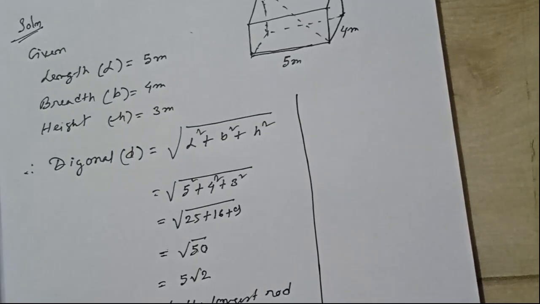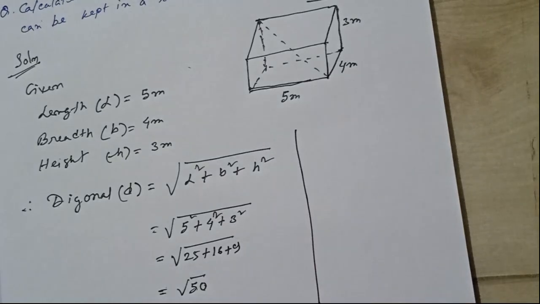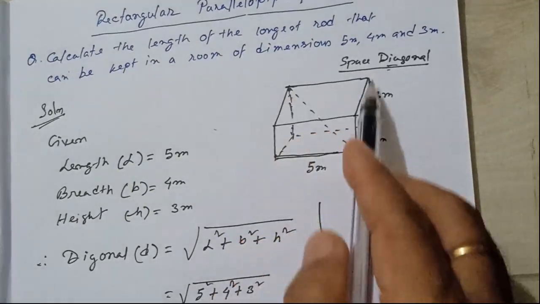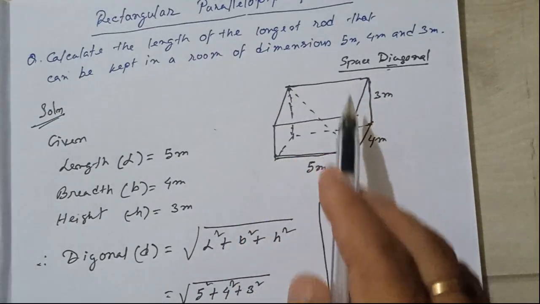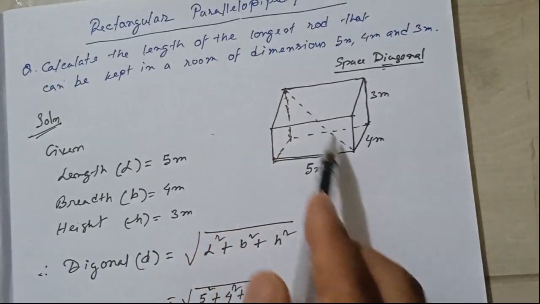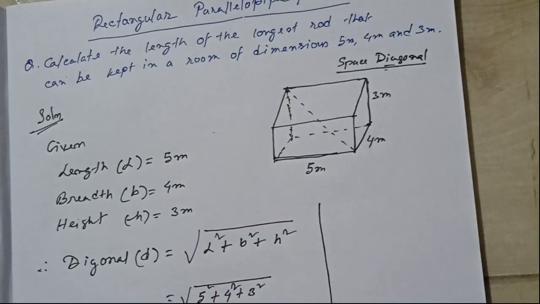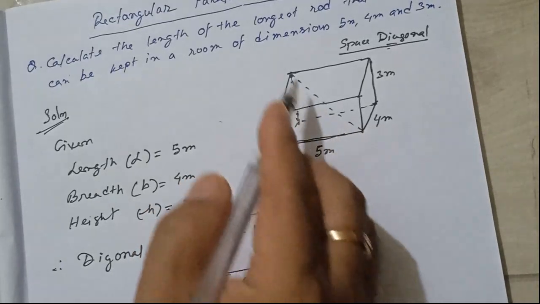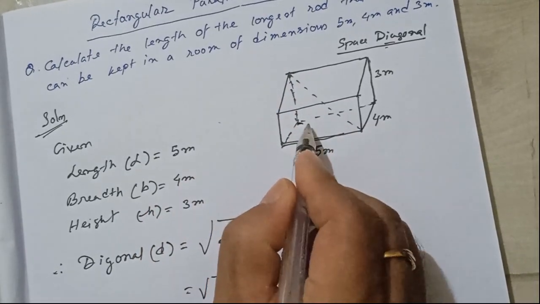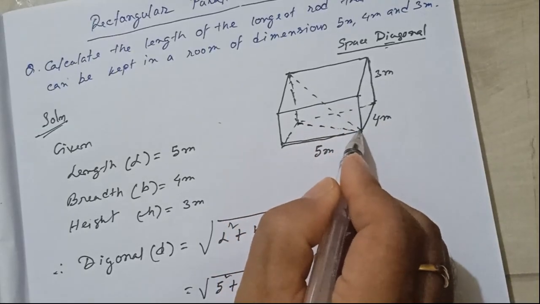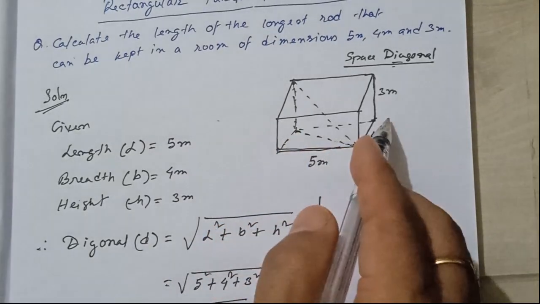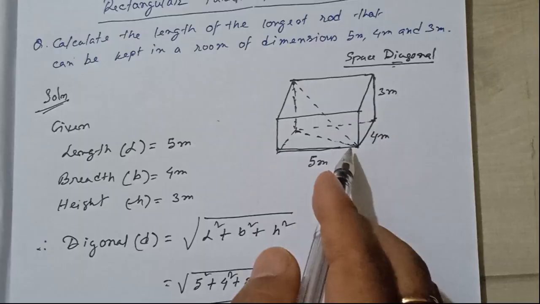So to understand how we arrive at this formula, this is for explanation only. Okay, see, this is a cuboid. The room is a cuboid. Now to find the diagonal, we have to know the dimensions. This is how we arrive at the formula. Suppose this is a diagonal, this is a surface diagonal, on the surface.